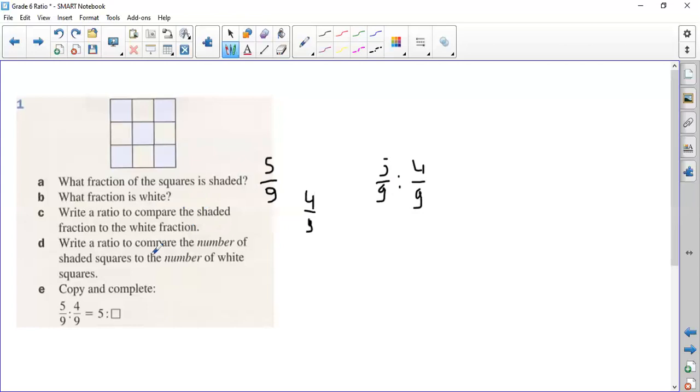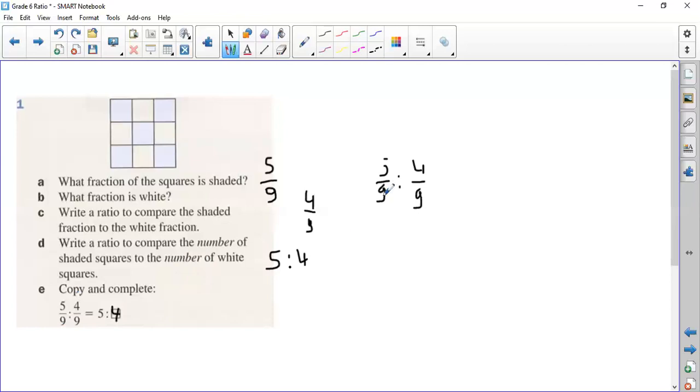Write a ratio to compare the number of the shaded squares to the number of the white squares. Well, we said that the number of the shaded squares is 5, and the number of the white squares was 4. So the ratio will be this one, which means these two ratios must be equal to each other. So we can write that 5 over 9 to 4 over 9 is the same as 5 to 4.